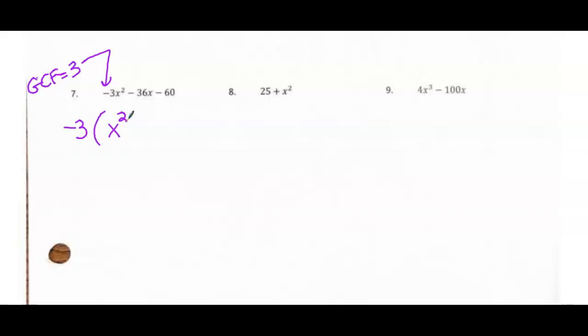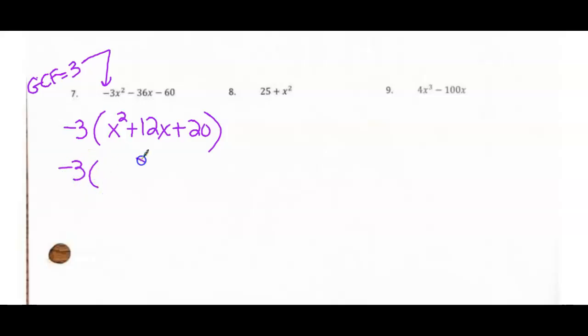So negative 3x squared divided by negative 3 is x squared. The next one will be positive. 36 divided by 3 is 12. 60, we're going to change this to positive. 60 divided by 3 is 20. So we did GCF. Leading term is negative. Next, we ask ourselves if this is a binomial or a trinomial. And this is a trinomial.